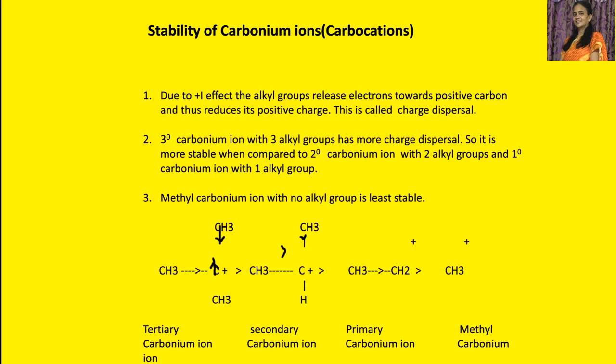Now, the last one. This is the stability of carbonium ions. This we can explain with the help of the inductive effect, that is, the plus I effect. So, due to the plus I effect, the alkyl groups release electrons towards the positive carbon and this reduces its positive charge. This is called charge dispersal. Due to the plus I effect of the alkyl groups attached to the positively charged carbon, the positive charge present on the carbonium ion is decreased.